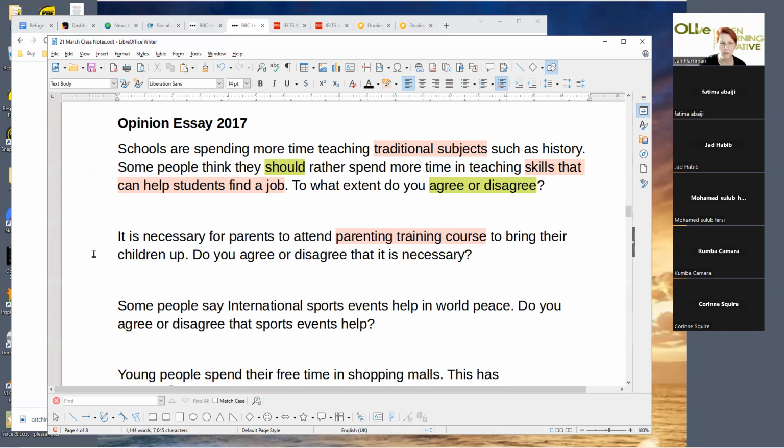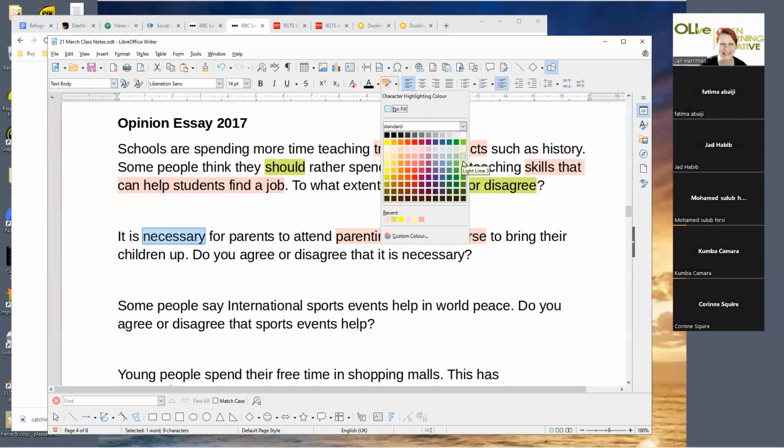And what is the magic word that we have to agree or disagree? Now they have actually repeated it in the question. So what's the value word that they're asking us to agree or disagree with? Bring their children? Well, just read the question at the end. Do you agree? Attending the course with their children. Yeah, necessary. I thought I heard someone say necessary. Yes, necessary.